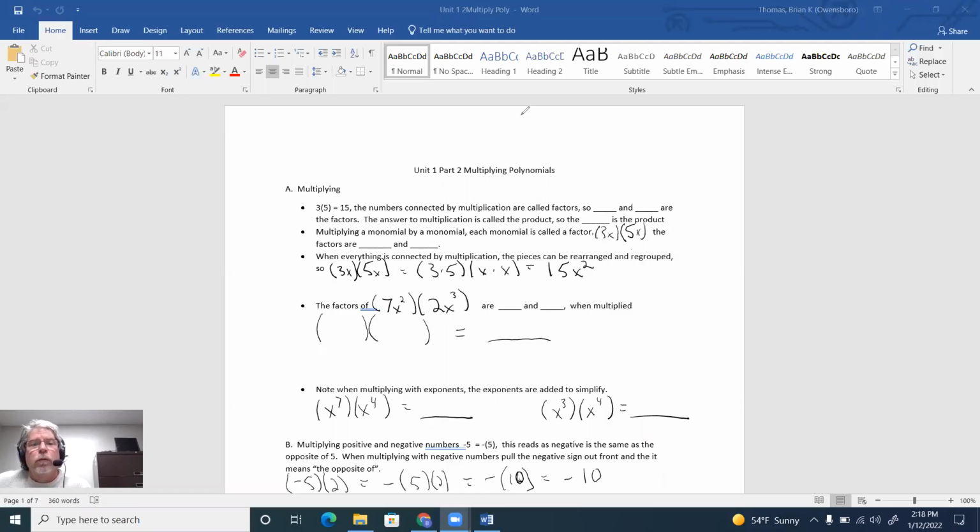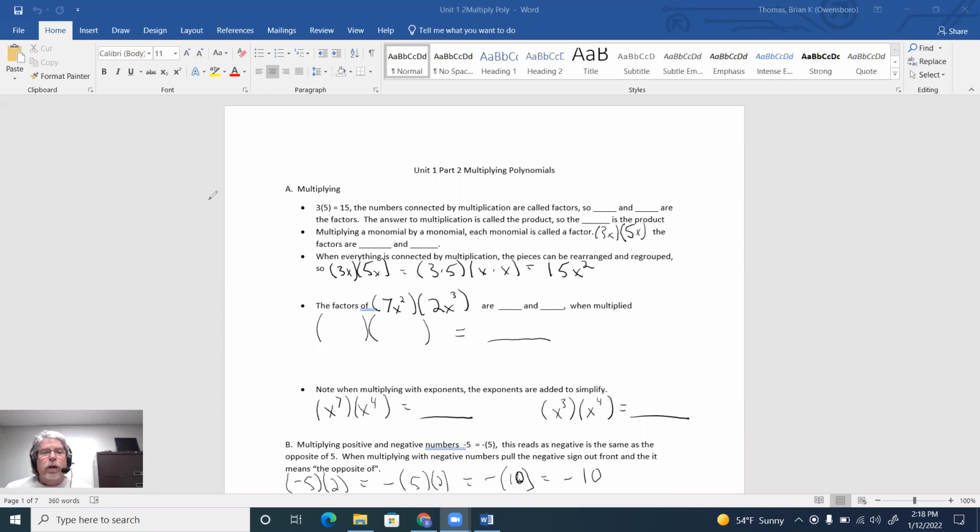So this lesson will be on Unit 1, Part 2. The multiplying of polynomials is the next big part of your assignment this week. I'm just going to walk you through these notes a little bit so you can also use these as a way to go back over what we did this week. So see if we can get that going here.